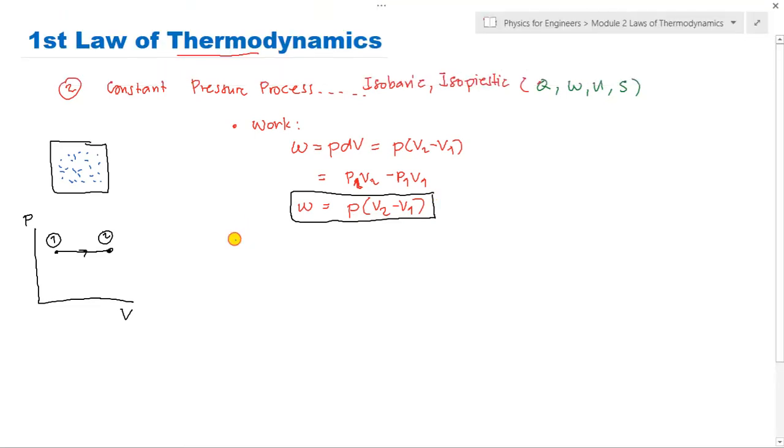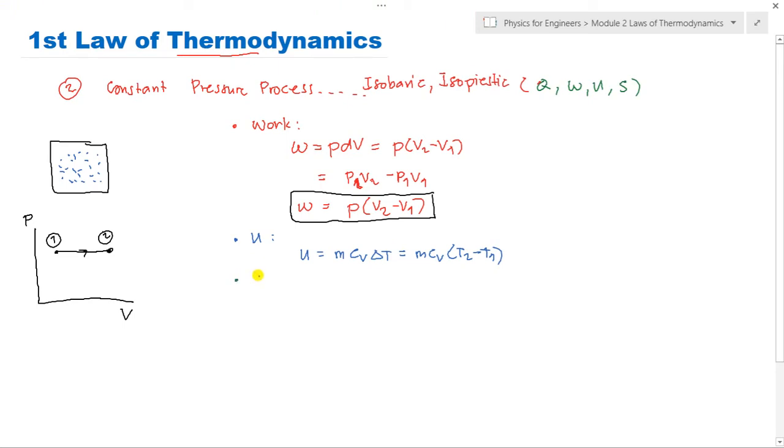The next one is the internal energy, U. For internal energy at constant pressure, as I have told you, the formula is still U equals mCv delta T, or mCv times T2 minus T1. That is the formula for internal energy, so don't forget it.